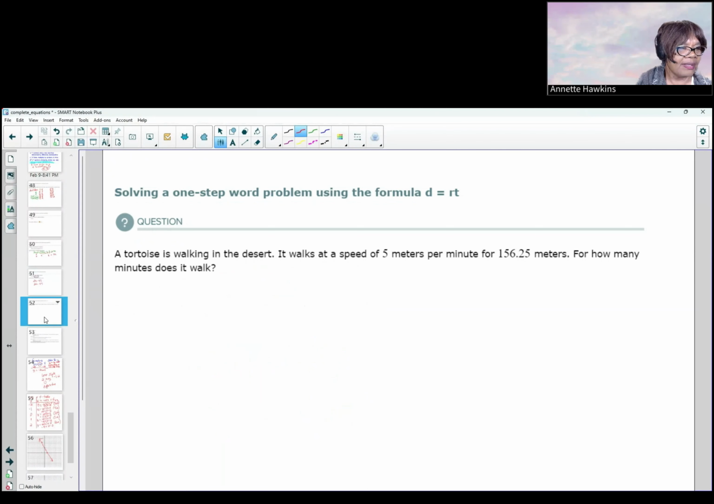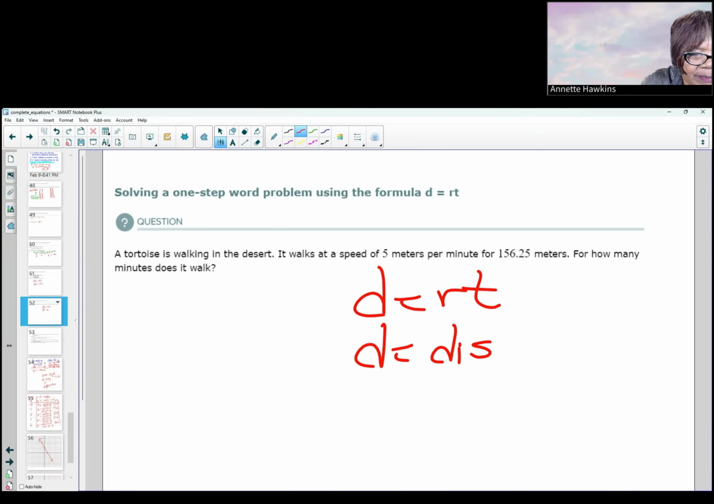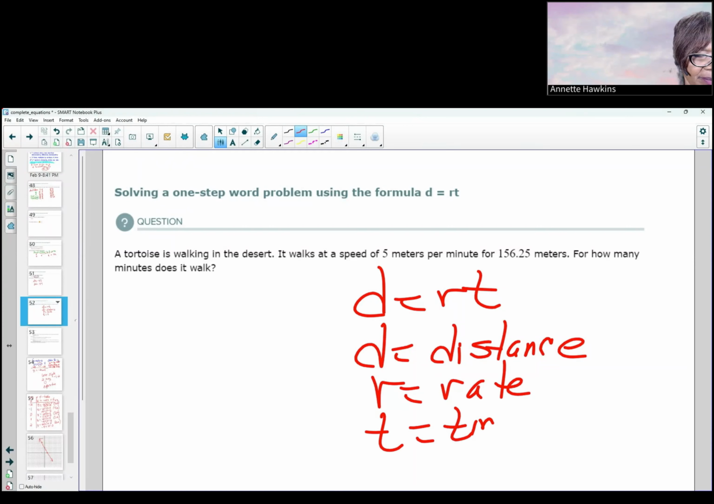Okay, here is an equation. D equals RT. D stands for distance. R equals rate. And T equals time. And all we need to do is just fill in.